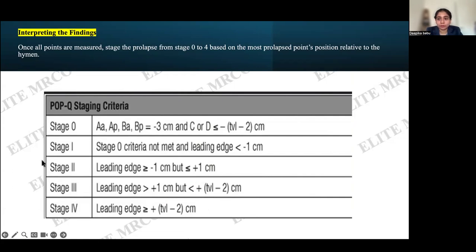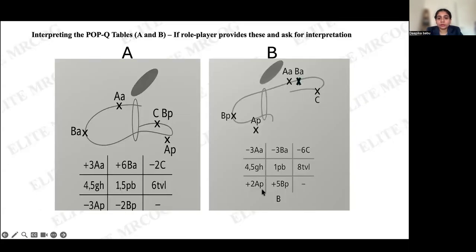Why you can't pass this station, I will tell you. You have to go in the similar way. Look at this, a 3x3 grid here. This is the anterior compartment. This is the posterior compartment. We have to identify the leading edge first. Whichever is the more positive number is the leading edge. So what is the leading edge? Can you identify that? Ask them to repeat it. If they don't, it's fine.